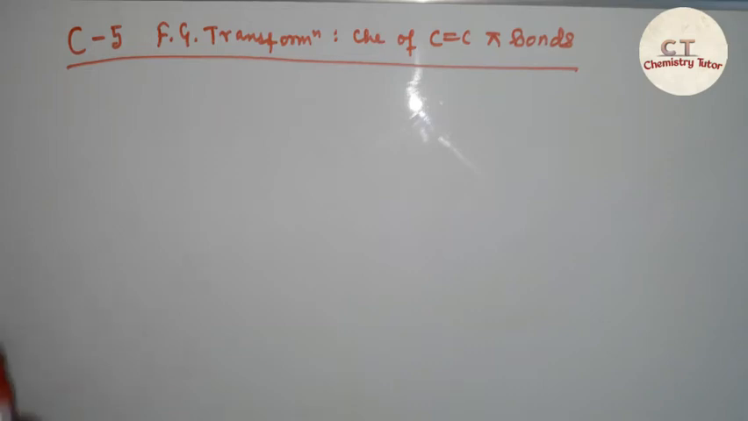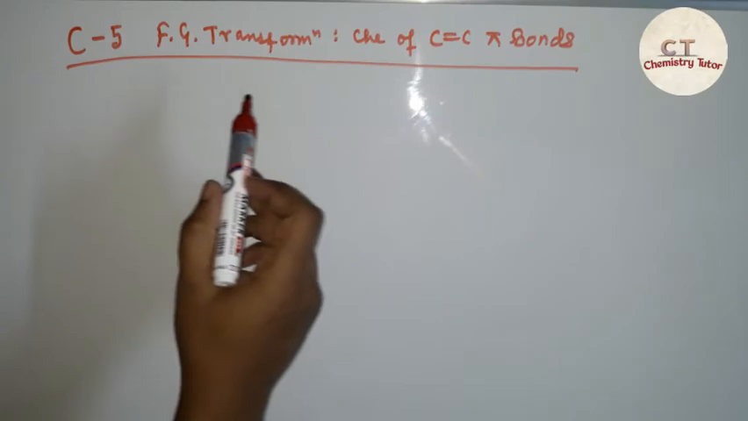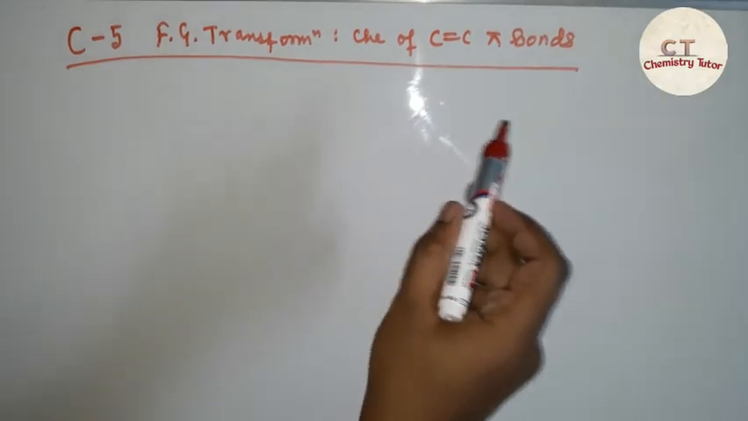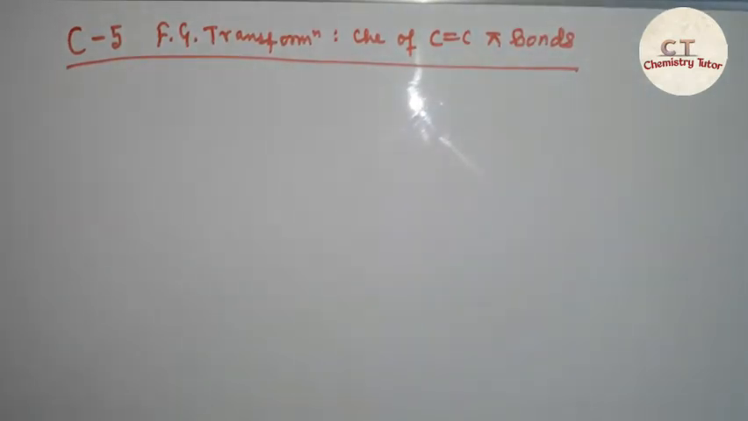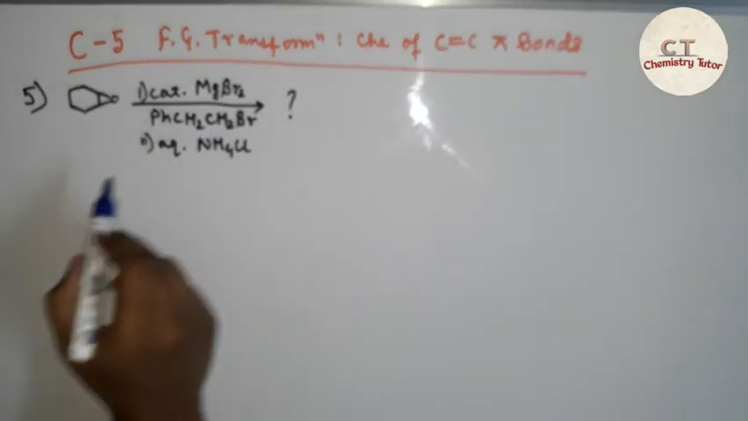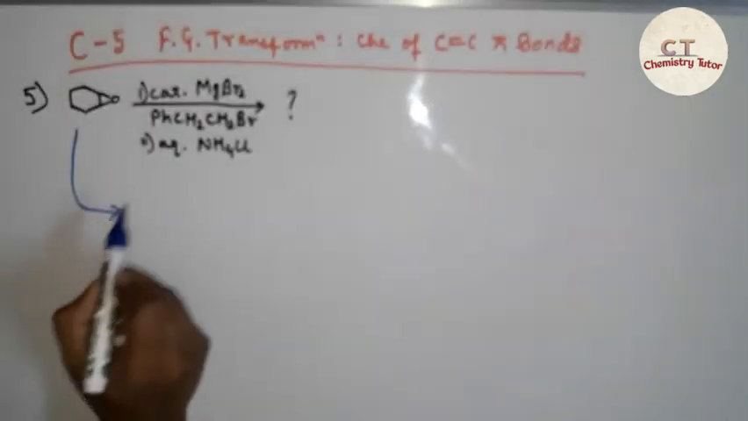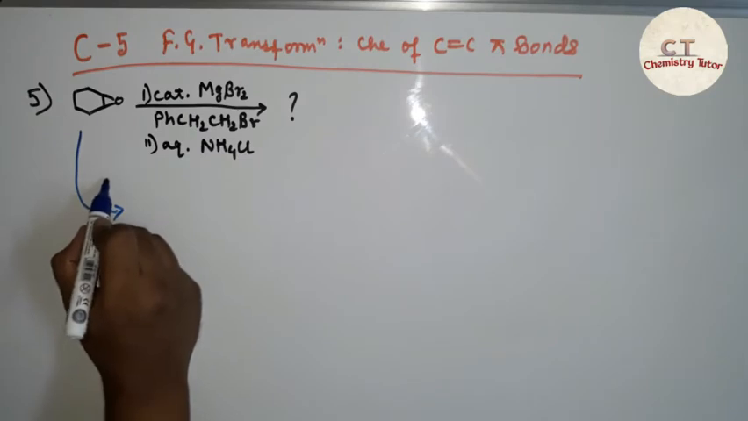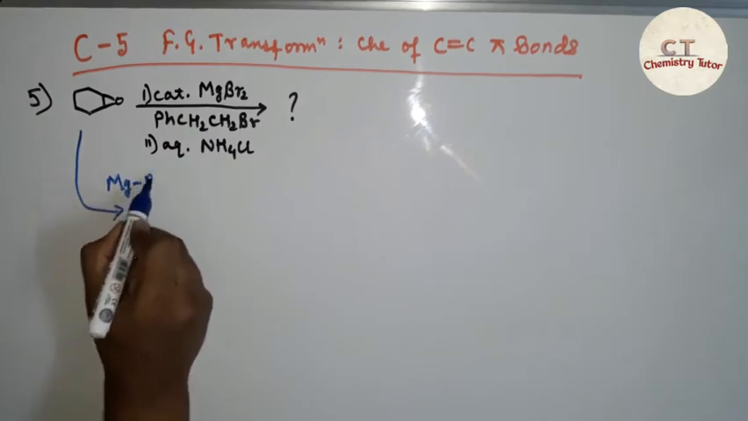Today we'll see some other examples from Chapter 5, Functional Group Transformation, the Chemistry of Carbon-Carbon pi bonds from the Zweifel Nantz book. Now let us start with this example. First of all, MgBr2 is given as a catalyst. So MgBr.